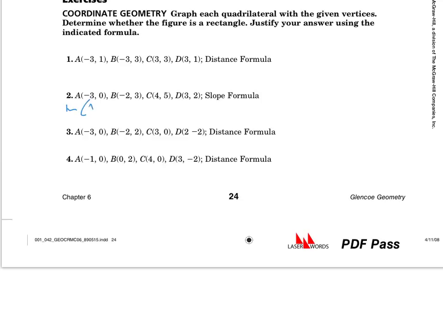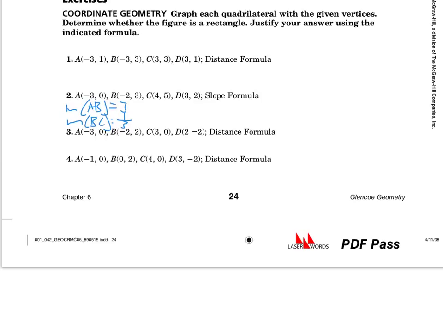Slope of AB is going to be 3 minus 0 over 2 plus 3, which is 3. The slope of BC should come out to be perpendicular, so it should come out to negative 1/3. But we get 5 minus 3 is 2, and 4 plus 2 is going to be 6. So 2 over 6 is 1/3. I'm going to double check and make sure I didn't screw something up. 3 minus 0, 2 plus 3.